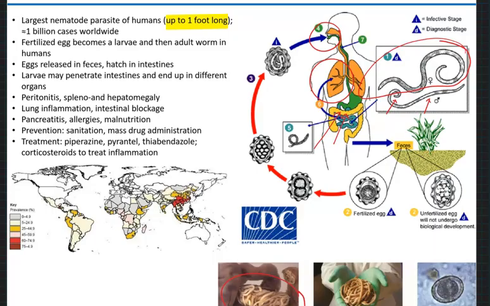In kids, since they can't properly digest food, it causes malnutrition, kwashiorkor. It can kill kids. They can die of malnourishment.